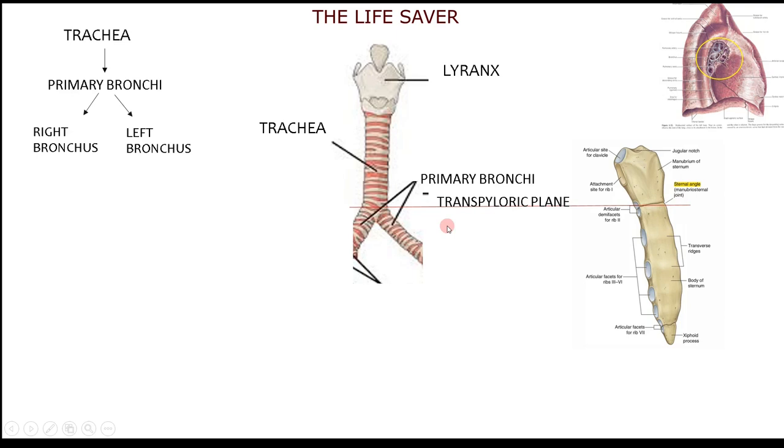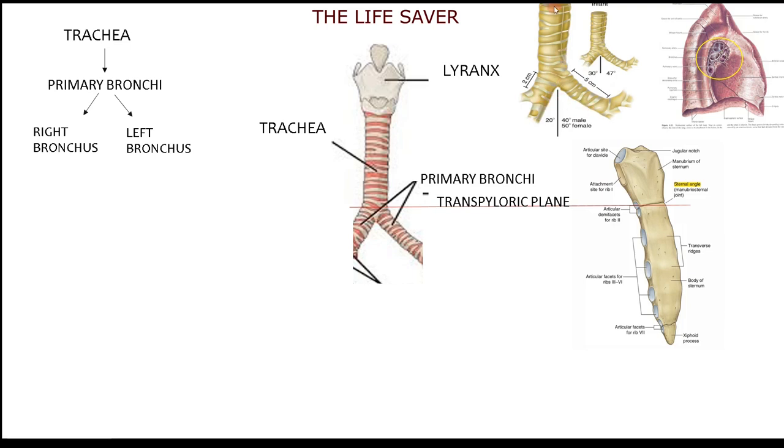The right bronchus is different from the left bronchus. As we can see here in this diagram, the right bronchus is shorter, about 2 cm in length, wider and less angulated as compared to that of the left lung. As a result of this, if any foreign material enters the trachea, the chance of that material entering the right bronchus is more as compared to the left bronchus.